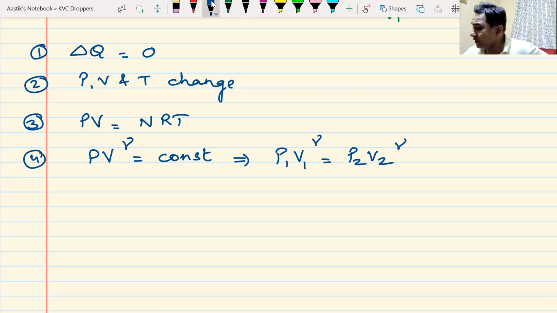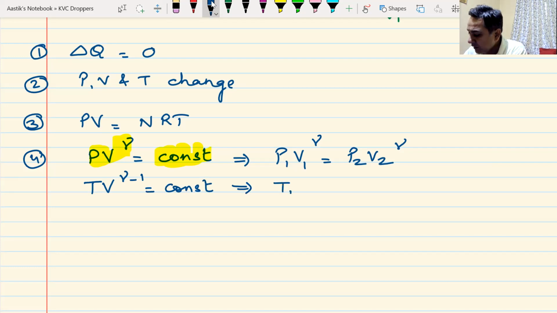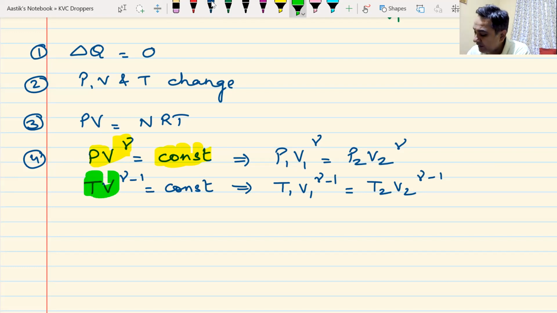Now this is one way in which you can write this, the yellow way, in the form of the relation between P and V. But there are other ways in which you can write this. For example, you can write it in terms of T and V. T is the temperature, V is the volume, and TV raised to the power gamma minus 1 is constant. Or you can say it this way: T1 V1 raised to the power gamma minus 1 will be equal to T2 V2 raised to the power gamma minus 1. This is the green way of writing the same thing.